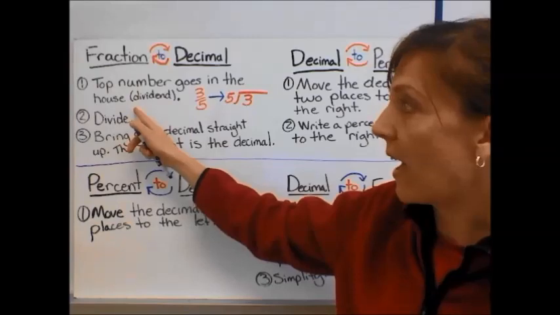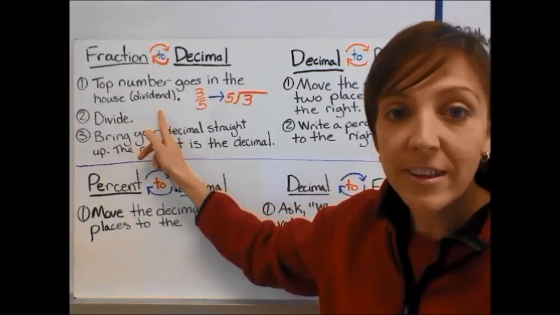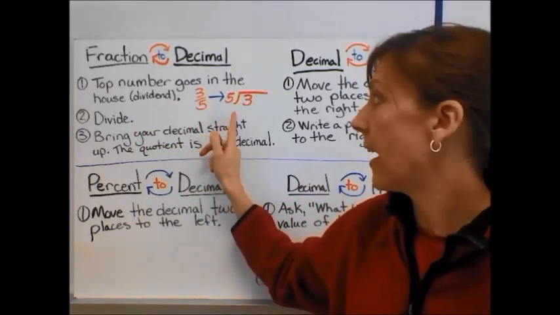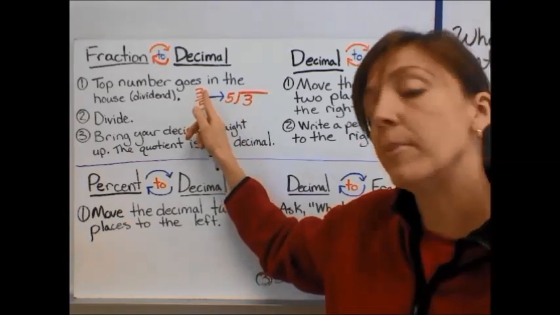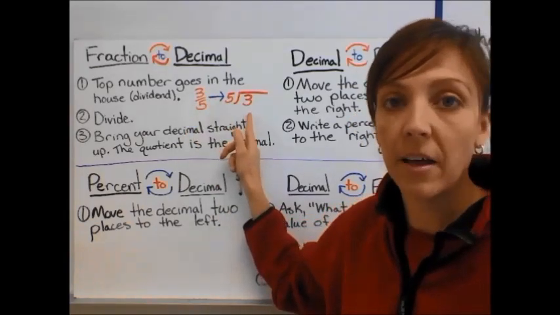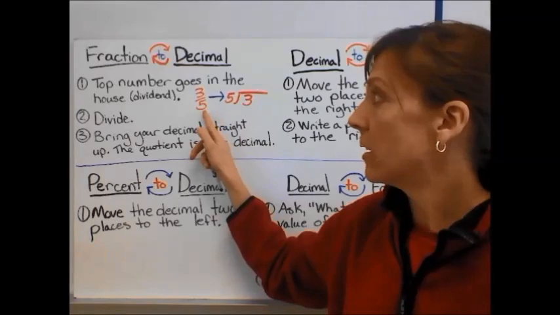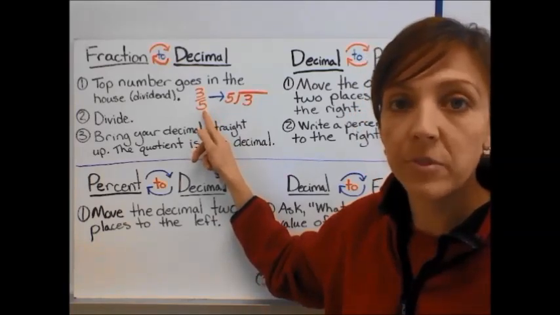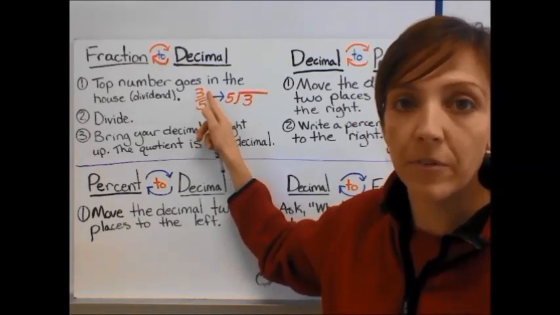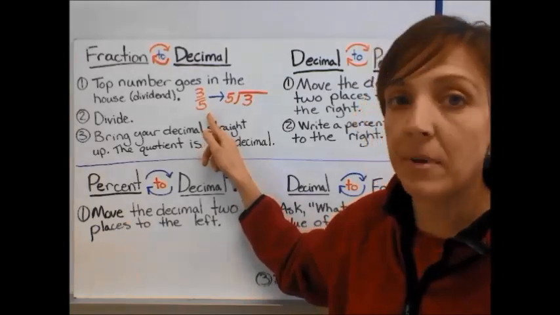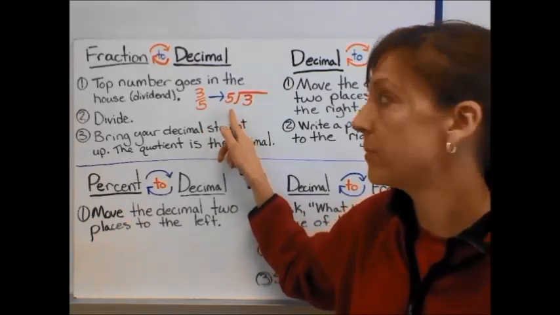The top number goes in the house. Your dividend goes inside of the house. Your top number is going to be your dividend, so we're going to put that inside the house. And your divisor is your denominator. So your numerator is the top number of a fraction, and your bottom number, the denominator, is going to be your divisor.